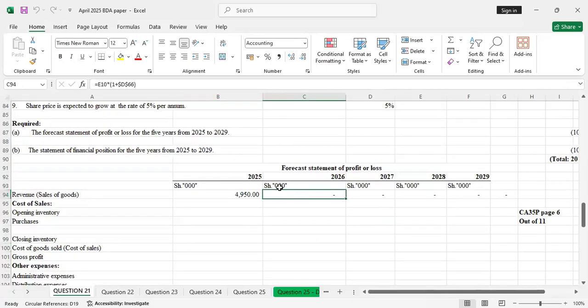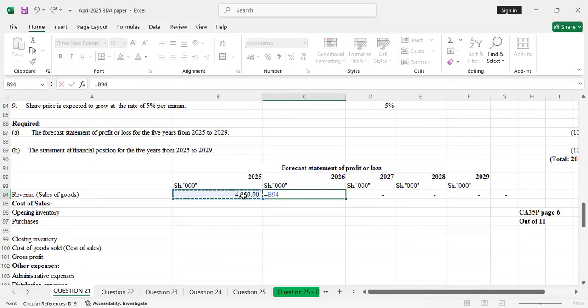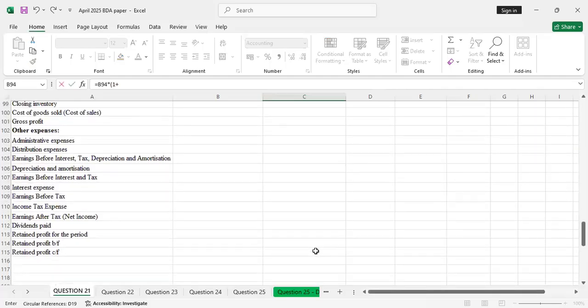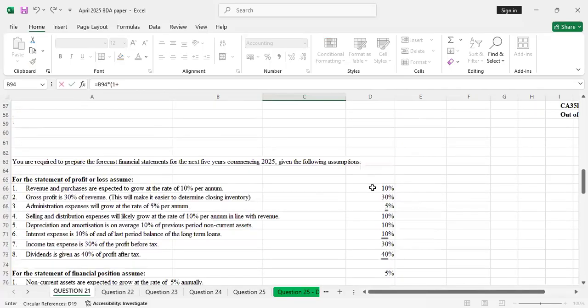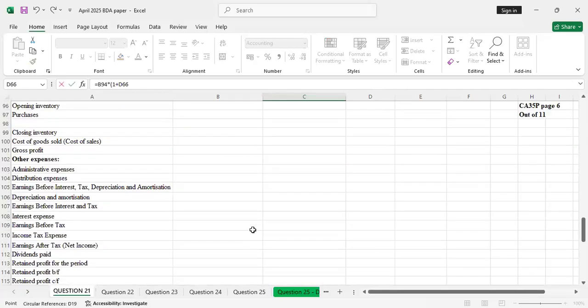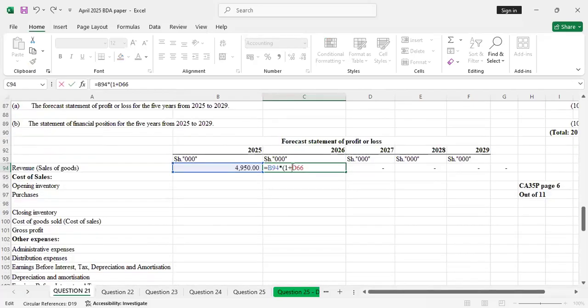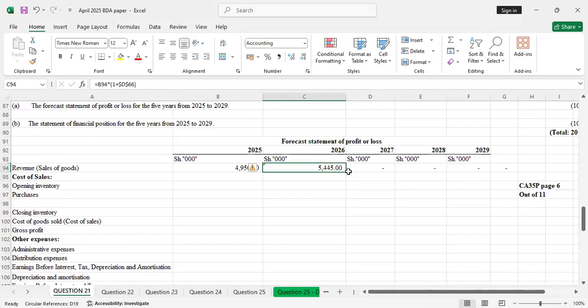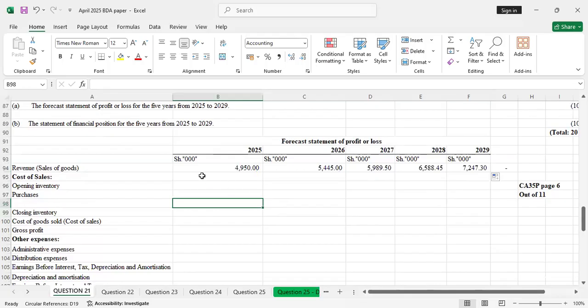Yeah, so you undo that. So I'll do again for this. I'll say equals to, for 2026, it will be that times bracket 1 plus the growth rate, which is still 10%. Yeah, and I'll also lock it for the second time completely. You lock that cell with the growth rate completely, and you enter. Then from there, you just drag all the way to 2029.